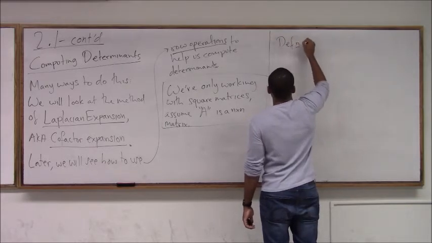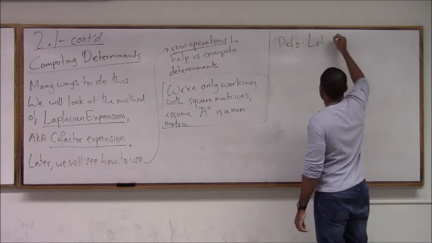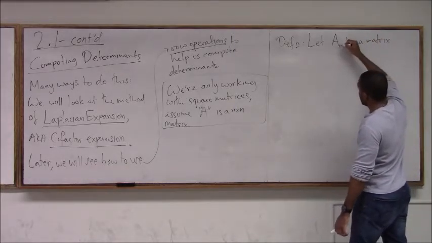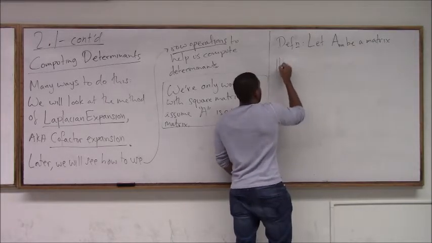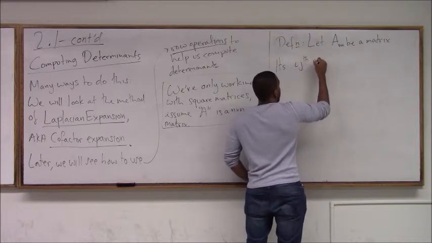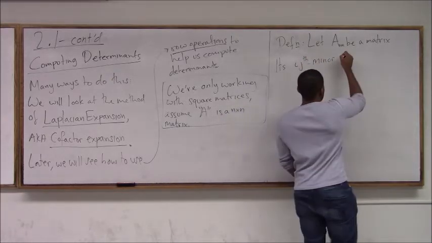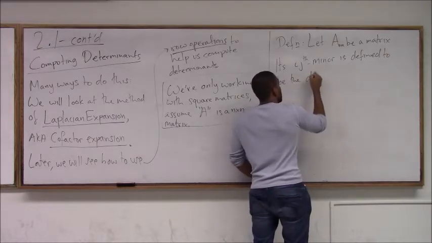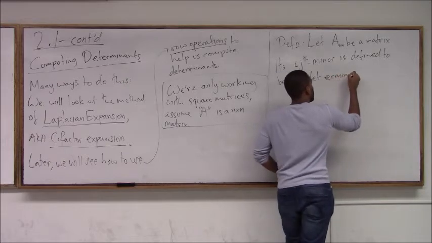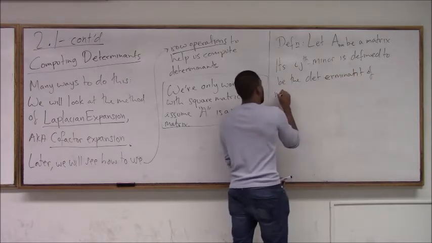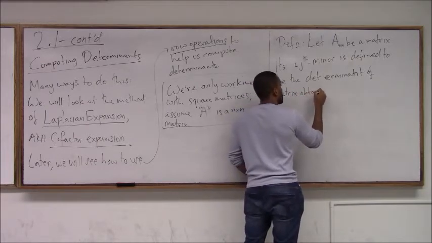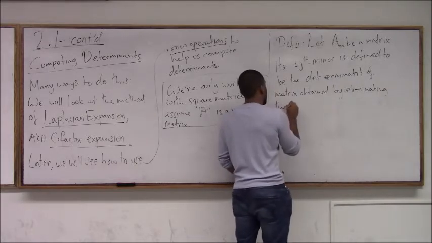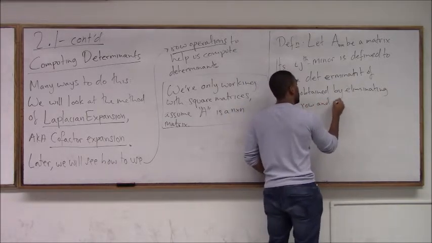Definition. Let A be a matrix n by n. Its ijth minor is defined to be the determinant of the matrix obtained by eliminating the ith row and jth column.